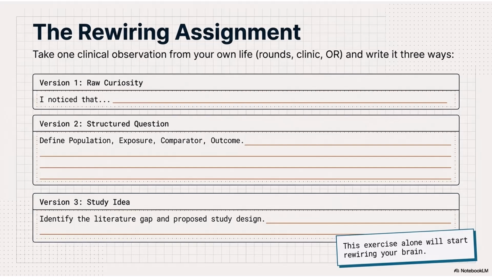And here is your mini assignment for this episode. Take one clinical observation from your own life, something you've seen on rounds, in clinic, in the OR, or in a paper, and write it in 3 versions. Version 1, as a raw curiosity idea, okay? Version 2, as a structured epidemiological question, and version 3 as a potentially publishable study idea. That exercise alone will start rewiring your brain.